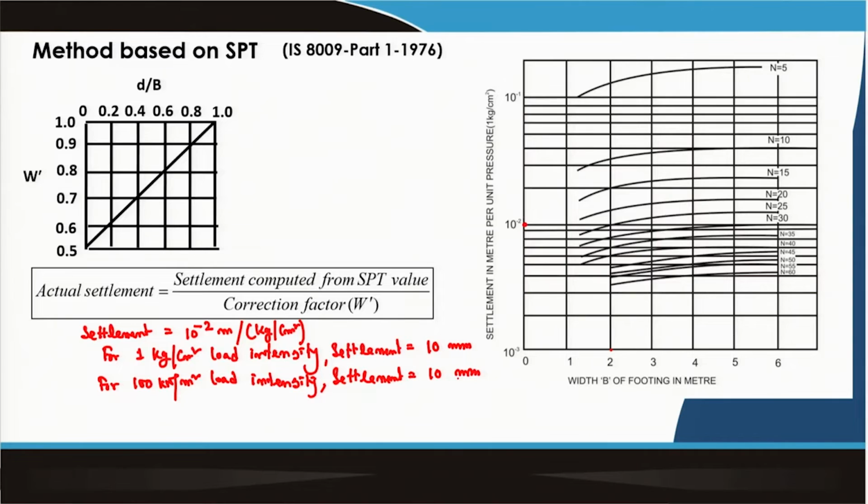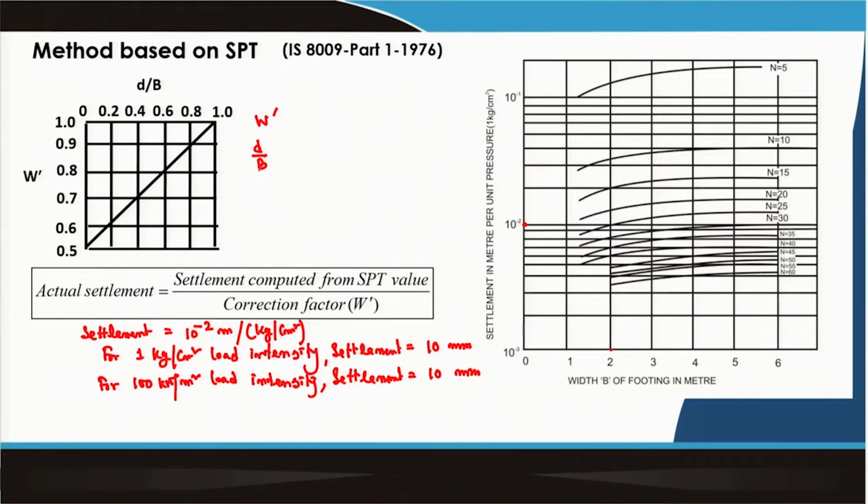So, what is the value of the water table correction factor? Because the settlement we are getting is 10 millimeter, the actual settlement will be more than that. So, first we will calculate the water table correction factor, W dash. How will we get that? We will get the D by B value. What is the D value?